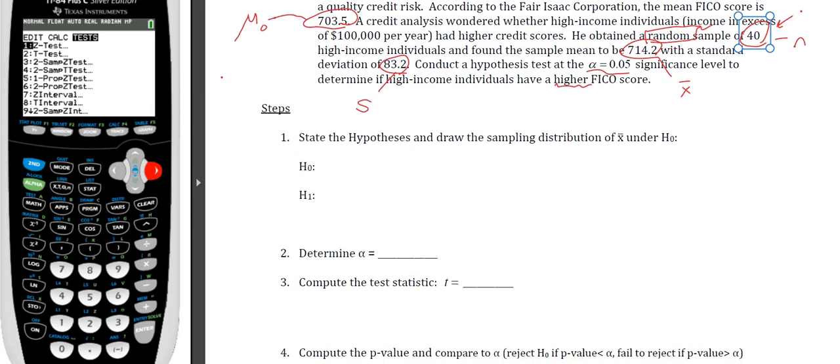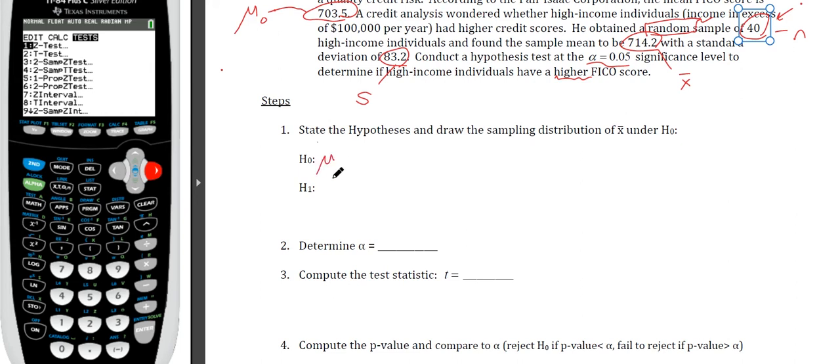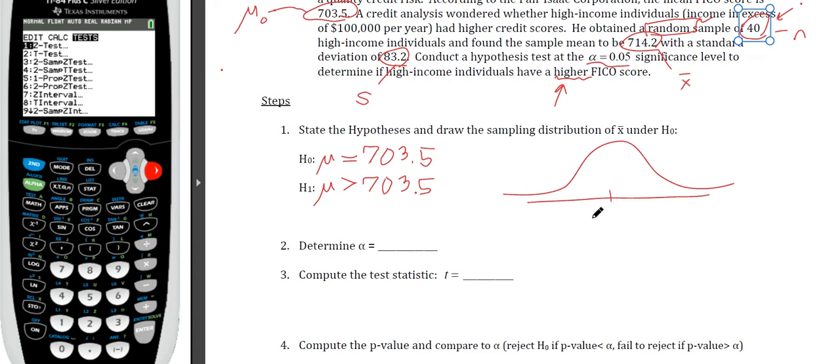With all that in mind, we should be able to set up our hypotheses. In this case, we're working with a mean, so mu, and our null hypothesis is that it is equal to what it once was, the original value that the Fair Isaac Corporation reported, 703.5. What we want to see is if they have a higher FICO credit score, so if their value is greater than 703.5. And if we note, our value of 714.2 is above 703.5. However, yet again, our question is going to be, is it significantly higher than that? So that's what we're going to look for.